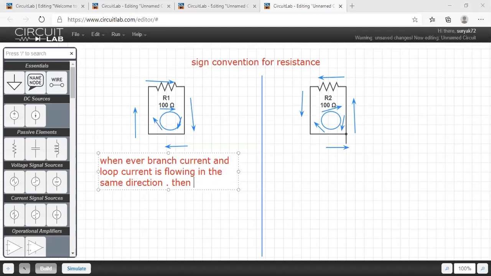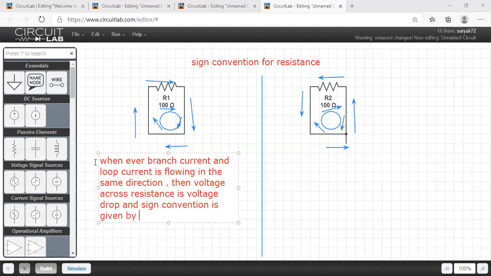then the voltage across the resistance will be a voltage drop, and the sign convention is given by negative sign.